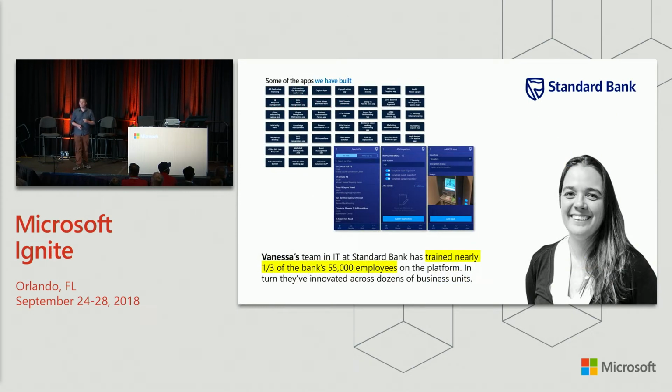Vanessa and her team at Standard Bank, a large bank in South Africa. In fact, they were here last year on the stage at Ignite being proud of their early adoption of the platform. They've gone on to train more than a third of their 55,000-person organization on the platform. Their mantra from an IT perspective is apps built by the business for the business. They've taken this long tail of apps that they never would have funded, and they go to business units that have expertise in these areas, and they teach them how to fish.